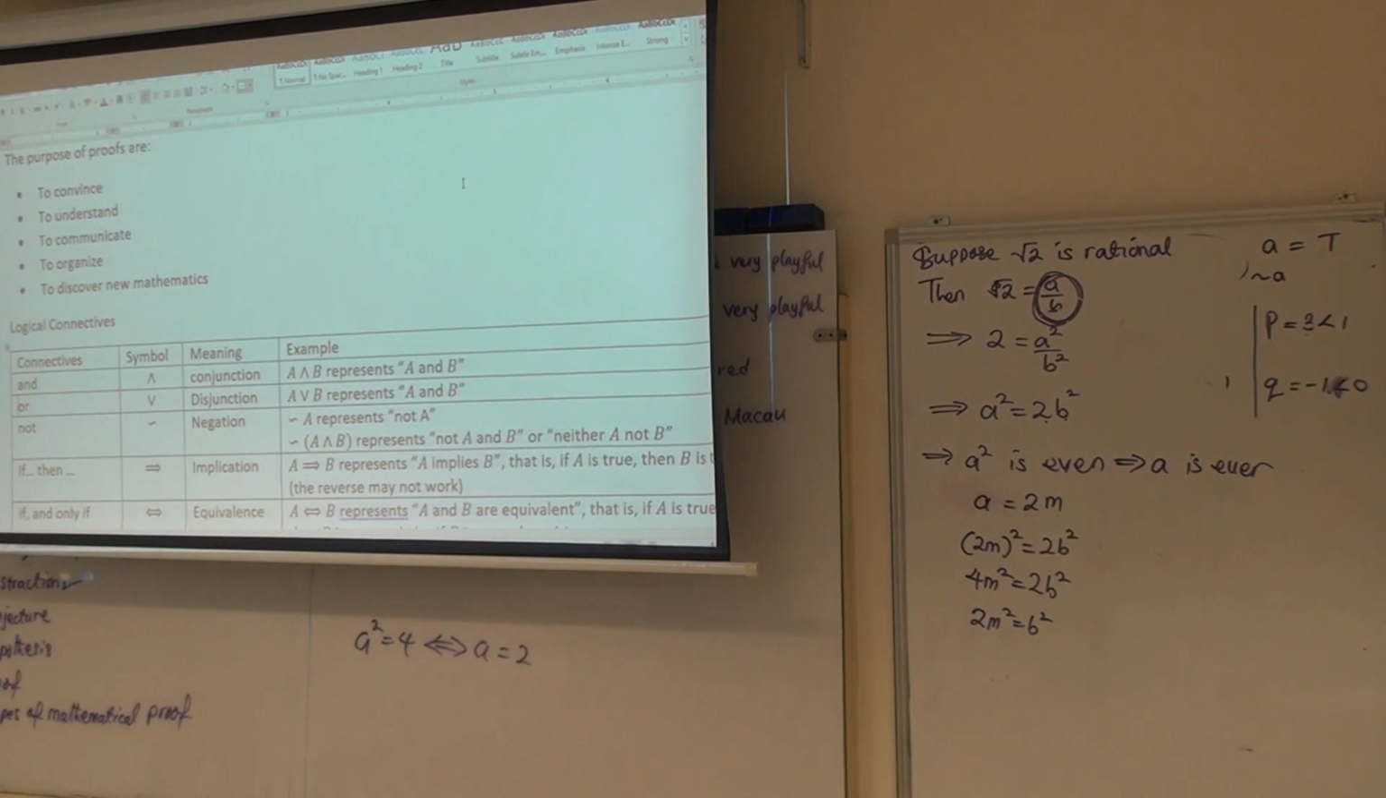When you start some proofs, or even beyond this level, like university, you will see something like: prove that the two statements are equivalent. This is what they're expected to do. They're expected to justify in both directions. Okay?